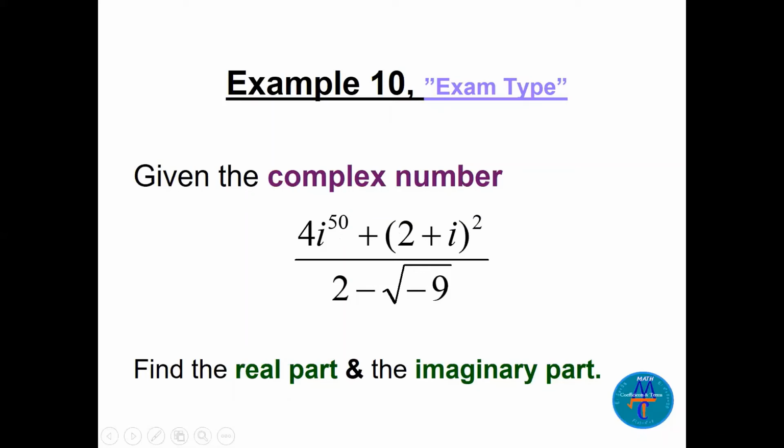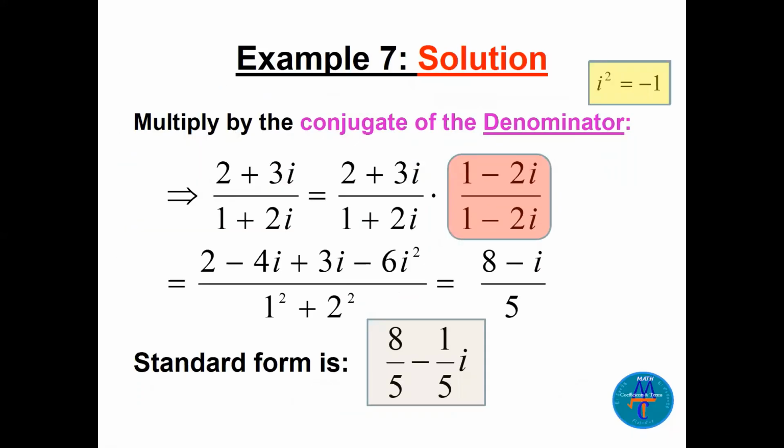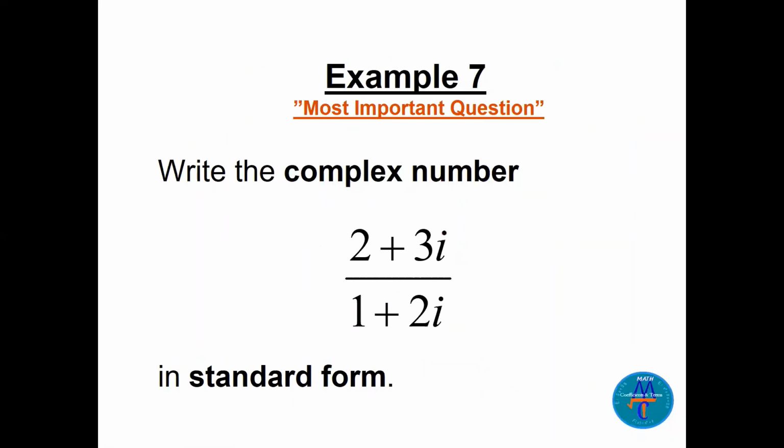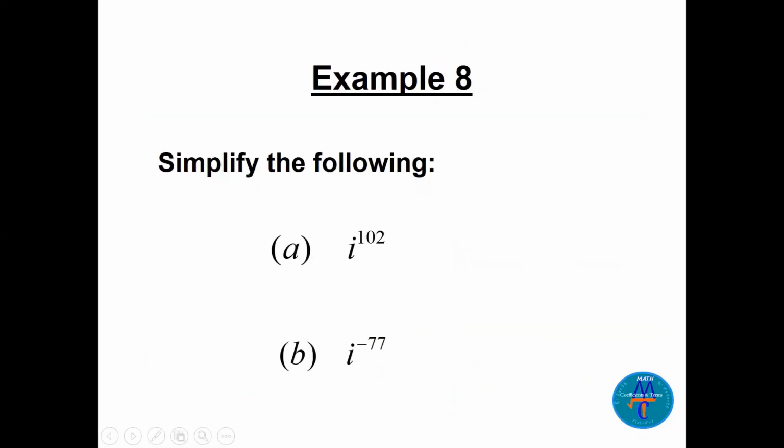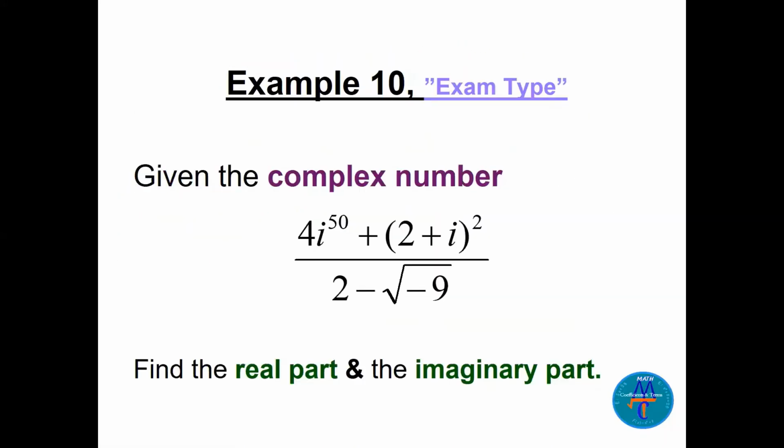Everything. See, example 10 is exam type. It covers everything. But the important one, I said the most important, remember? The most important was 7, because many students forget to multiply by the conjugate. That's important to remember. Now let's do this.